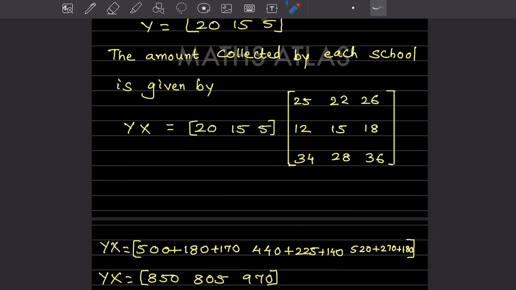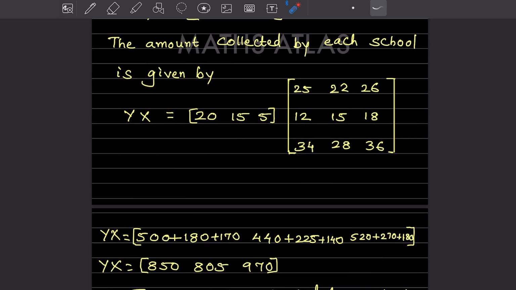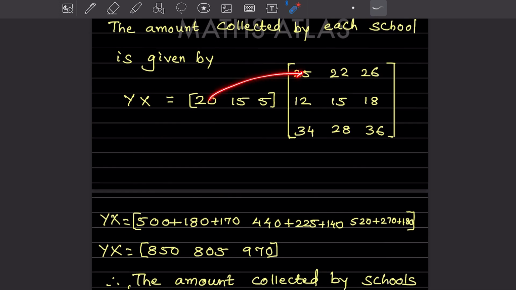So now what are we going to do? We are going to multiply this into this, that is going to be 500. Then this into this, that is going to be 180. And then this into this, that is going to be 170. This is done. Again, we'll go for this one: 440, 225 and here 140. Then this is also done.